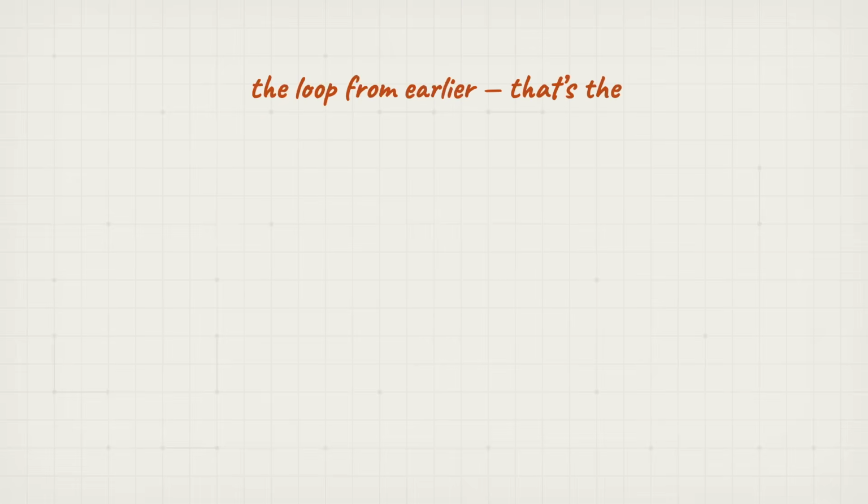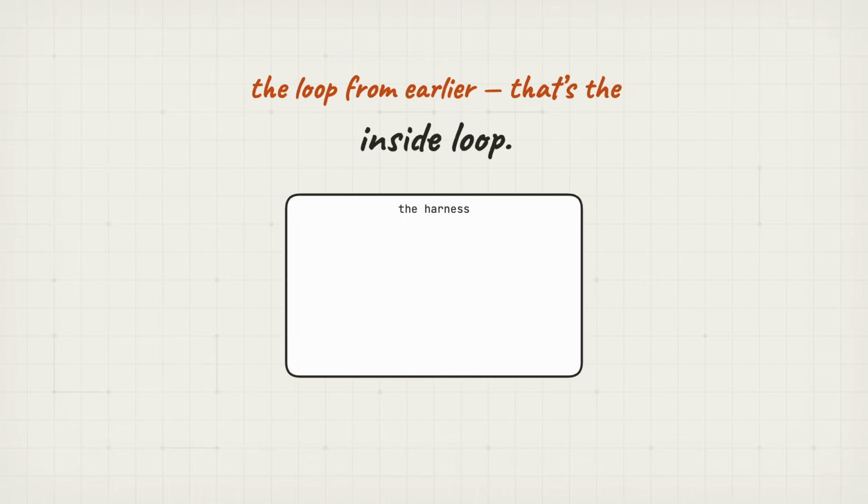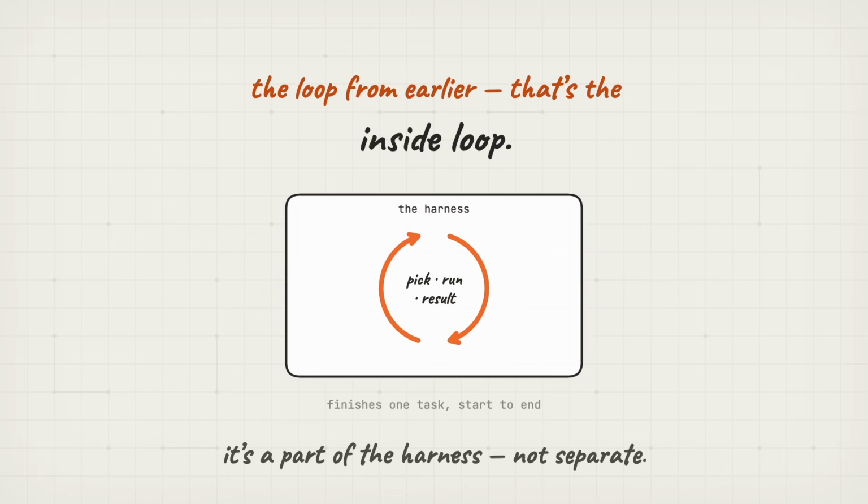The loop we talked about earlier, where the model picks an action, the harness runs it, and the result comes back, that one is the inside loop. It lives inside the harness, and its only job is to finish one single task from start to end. So that loop is part of the harness. It is not a separate thing at all.